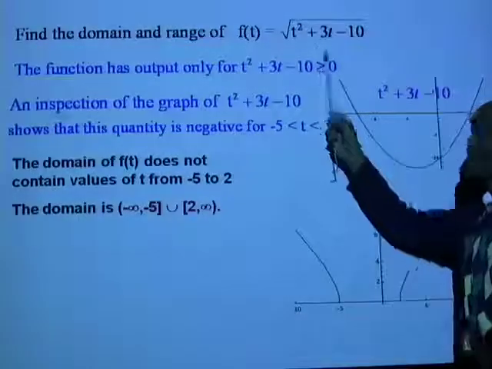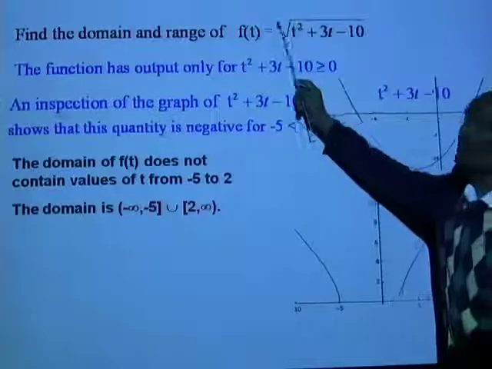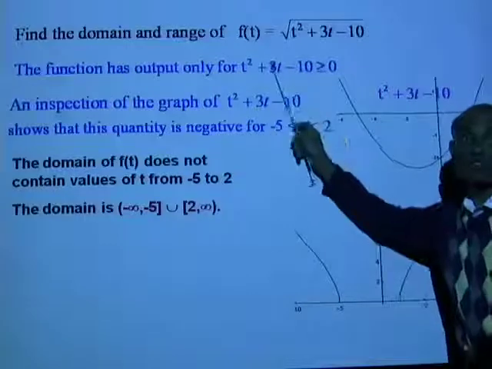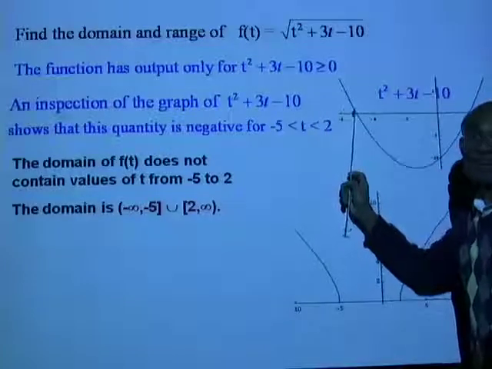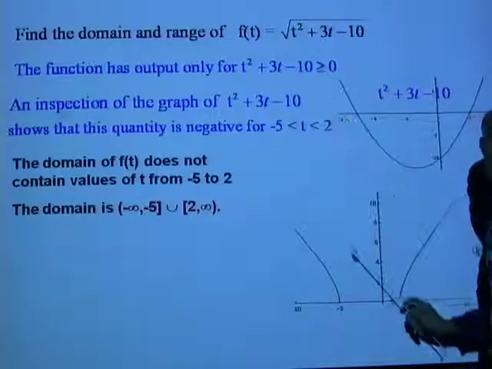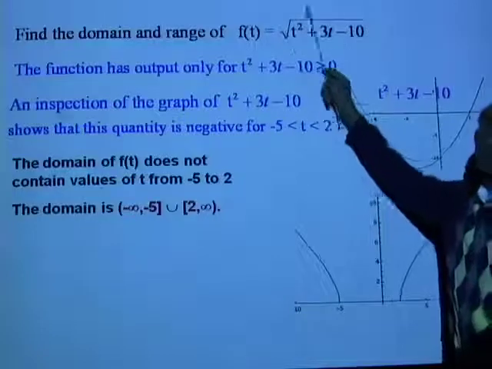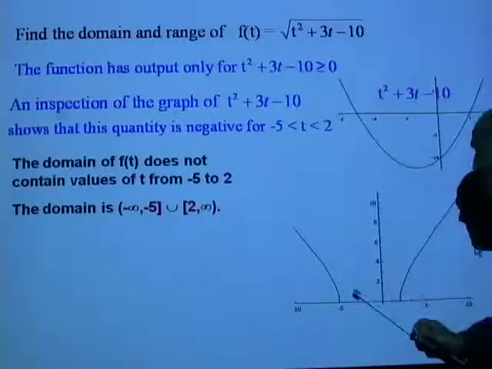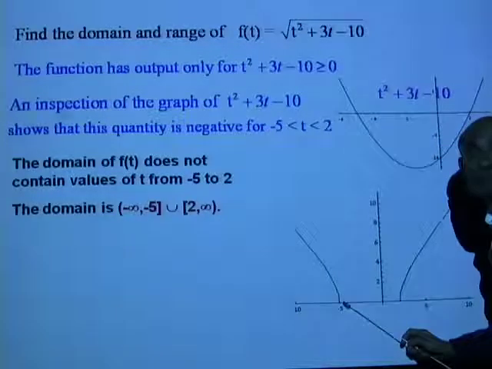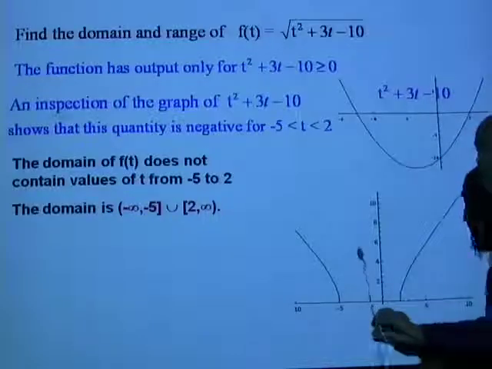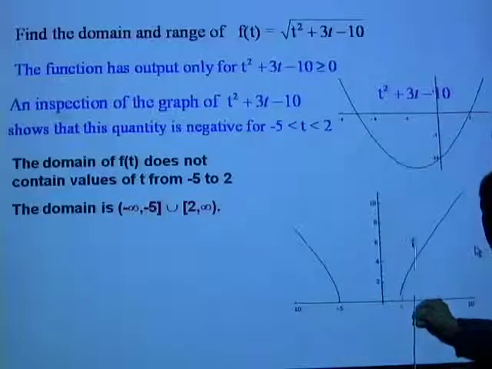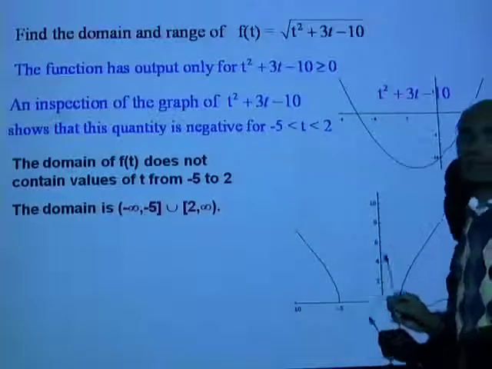And look at the graph of the function itself. This is the graph of the function. Don't confuse it with the graph of the quantity inside the square root. We did that to find out the values of t that will make this quantity negative. And this is the graph of the function square root of t squared plus 3t minus 10. If you notice, there are no outputs for t between -5 and positive 2. Output exists only for inputs less than -5 and inputs greater than 2. That's right.